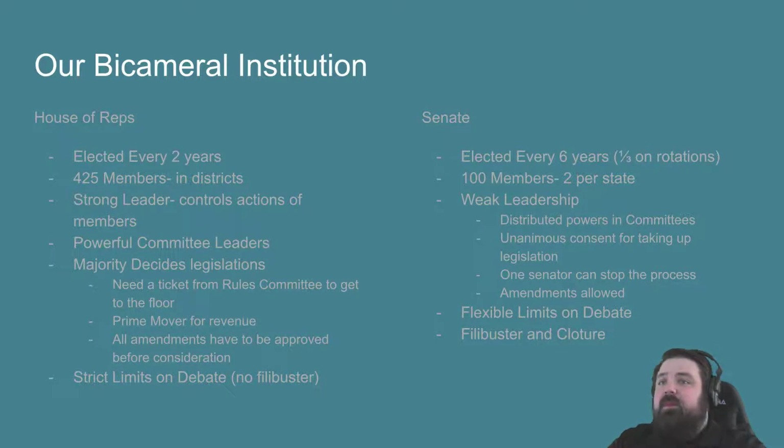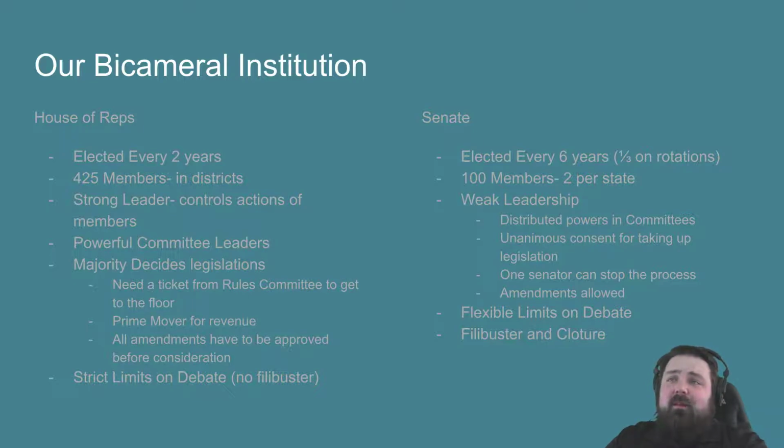Because it's larger, because it's meant to be tied to the people a little bit more, we see a much more hierarchical, rules-based institution. But it also has much more turnover. It's also meant to be the more powerful house out of these two, whereas the Senate's meant to be kind of a slow, deliberative sort of body.